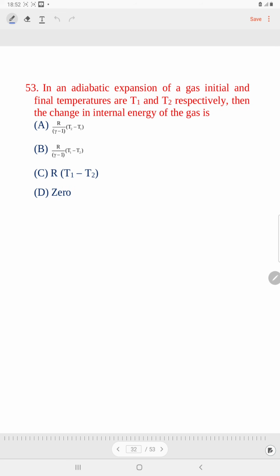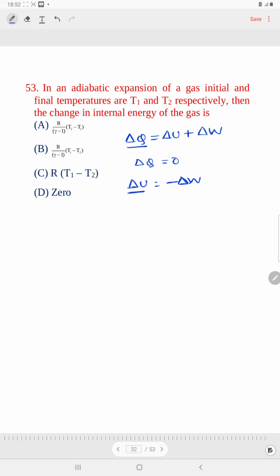In an adiabatic expansion of a gas, initial and final temperatures are T1 and T2 respectively. The change in internal energy of the gas is. Students, in an adiabatic process, delta Q is equal to delta U plus delta W. This is based on the first law. Correct. Now, we know delta Q is 0 for an adiabatic process. Then I can write delta U is equal to minus delta W. That means if you want to find the change in energy, it is minus of work done.